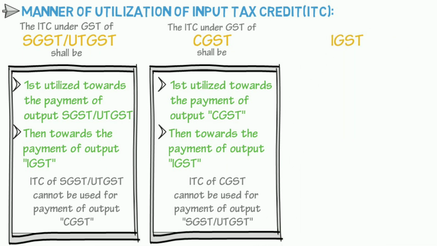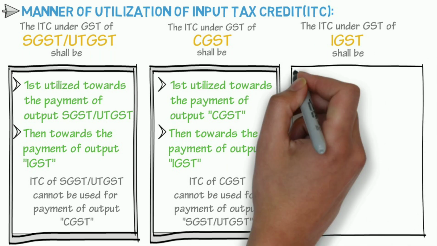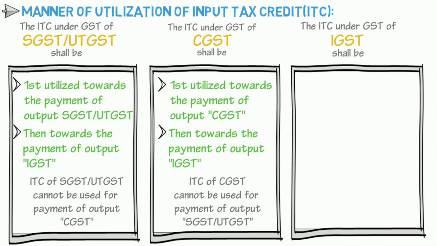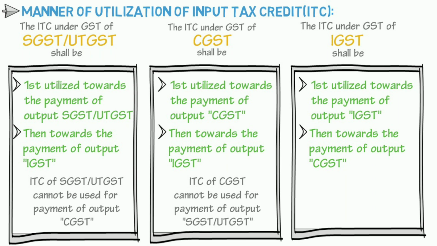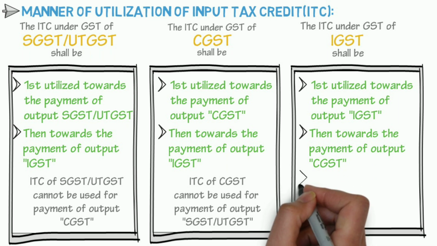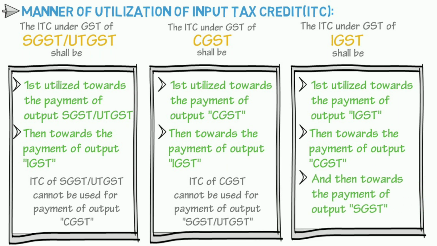Now we further move on to integrated goods and service tax. So the input tax credit under GST of IGST shall be first utilized towards the payment of output integrated goods and service tax, then towards the payment of output central goods and service tax, and then finally it can be used towards the payment of state goods and service tax. So the input tax credit of integrated goods and service tax should be used only in this hierarchy.